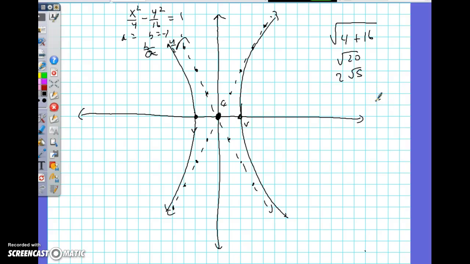So my foci, which have got to be in this direction too, are going to be 2 root 5, comma, 0. Where's my other foci? Negative 2 root 5, comma, 0. Well done. For homework, do the front.